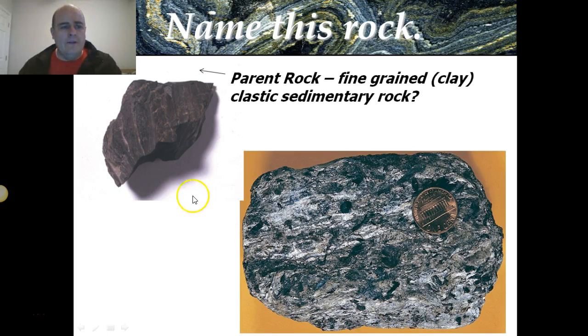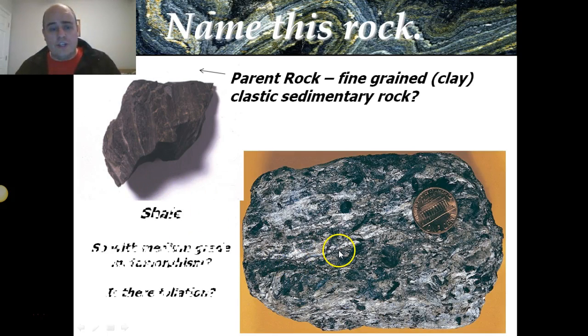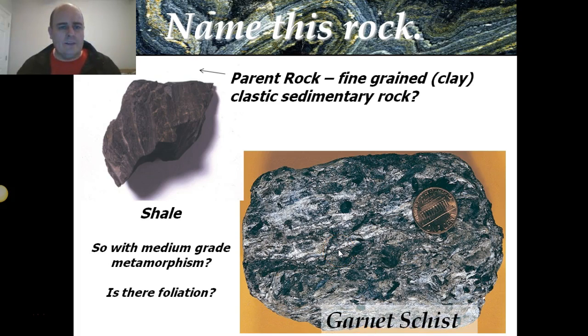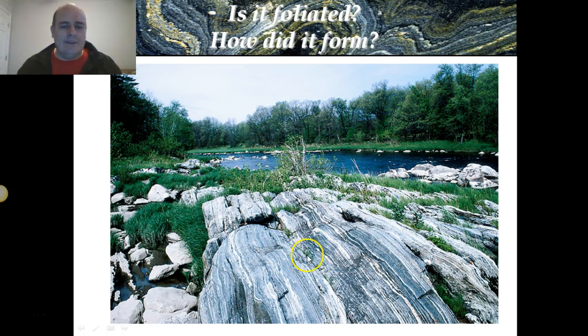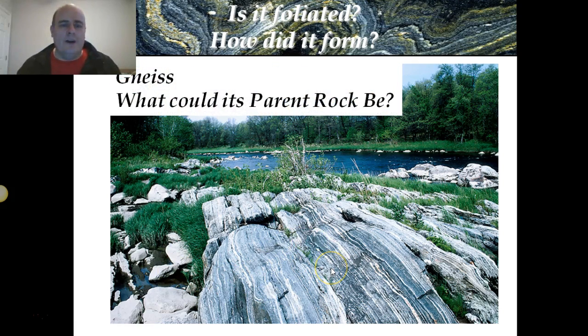Okay, here's that same shale that could then also be a schist, which would be medium grade metamorphism. Okay, and then you can get that same thing to turn into a gneiss, like this one here, which would be the high grade metamorphism.